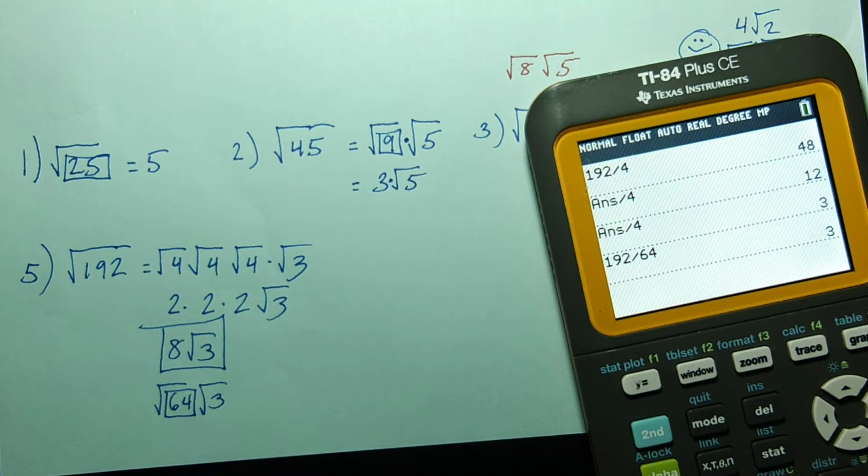So that's kind of nice because you have some freedom. You can use big perfect squares, little perfect squares. You just need to make sure that there are no more perfect squares that you can take out of your final radical. 3 is prime, no perfect squares we can divide out. That's how we know we are done.